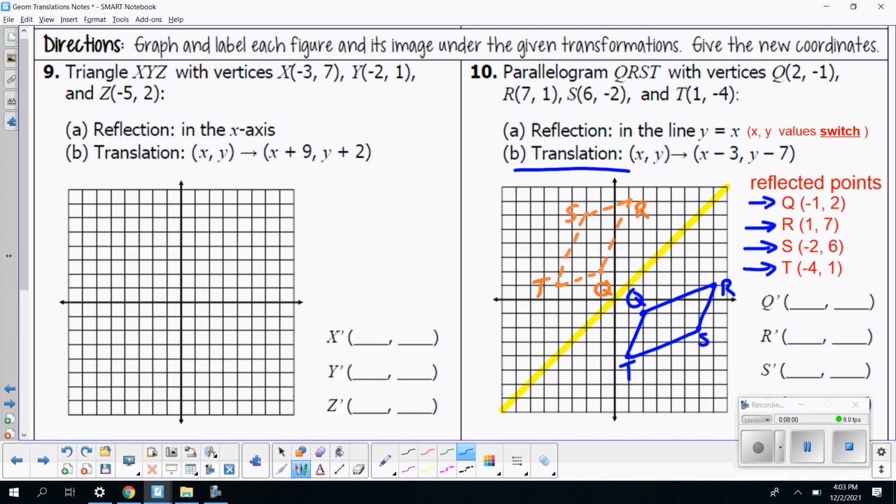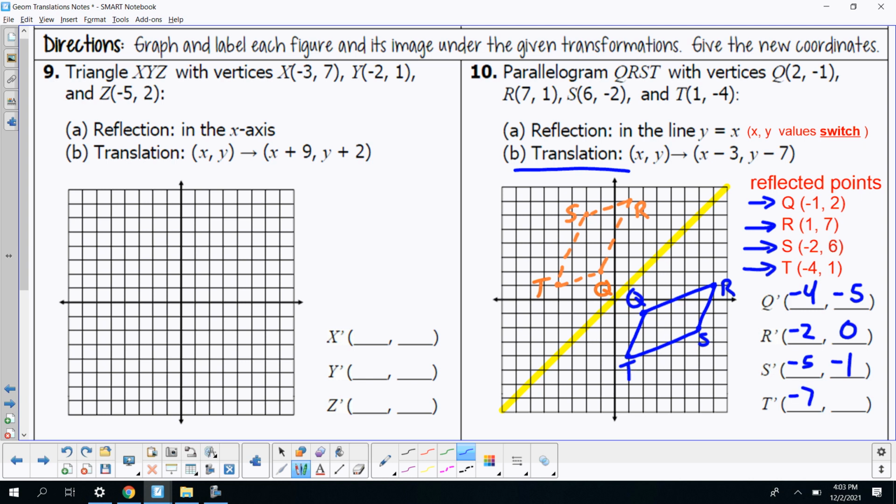So -1 minus 3 is going to get me -4. 2 minus 7 is going to get me -5. 1 minus 3 is going to get me -2. And 7 minus 7 is going to give me 0. -2 minus 3 is going to get me -5. And, I'm sorry, my y value is 6. 6 minus 7 is going to get me a -1. For T, we have a -4. -4 minus 3 is going to get me a -7. And 1 minus 7 is going to get me a -6.